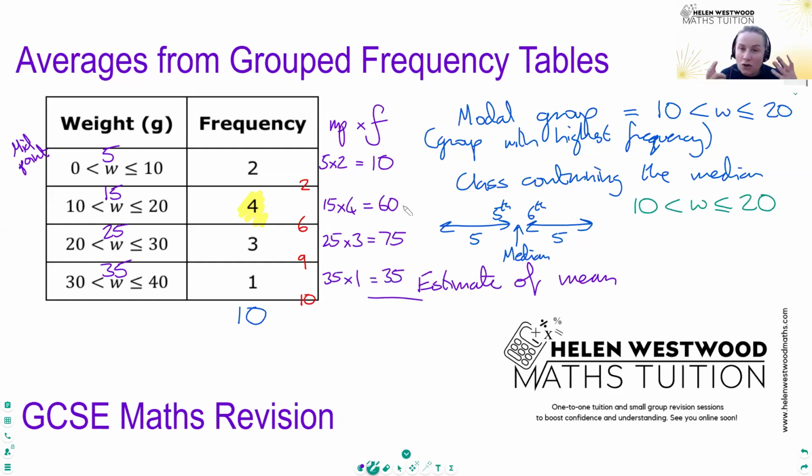So then to get our total of all of the weights, we're going to add together our 10, 60, 75 and 35, which gives us 180. And then our estimate for the mean will be that 180, which we've worked out as our estimate of the total weight of all the objects, divided by 10. So that gives us an estimate of the mean of 18 grams.